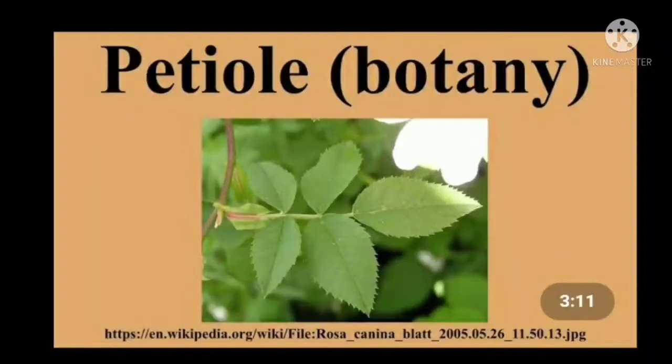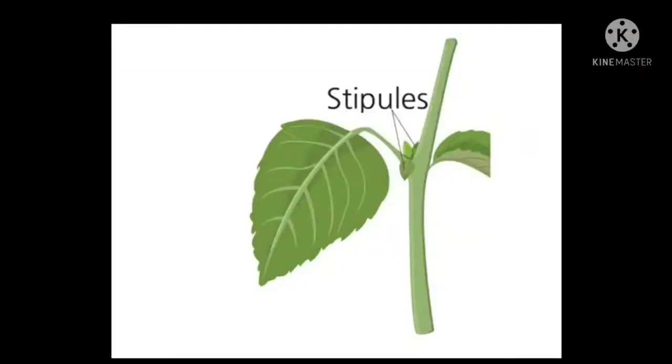Petiole. What is petiole? With the help of petioles, the leaf is attached to the plant. Stipule. Stipules are small leaf-like pairs. They are found at the base of the petiole of many flowering plants.